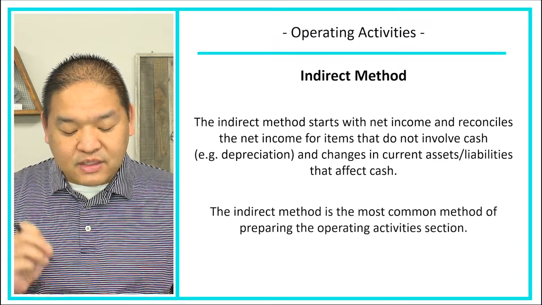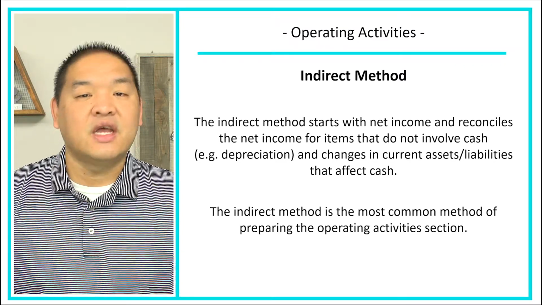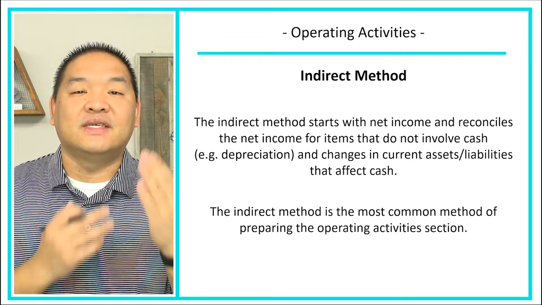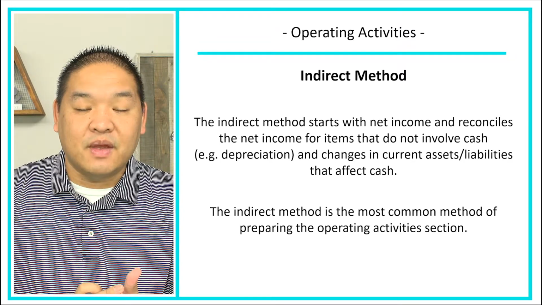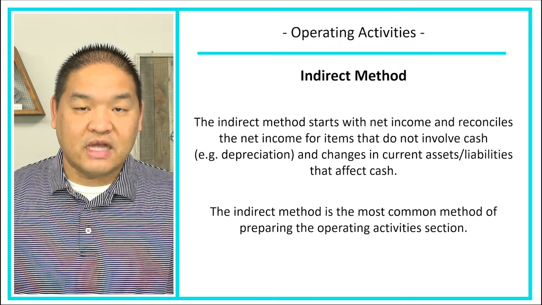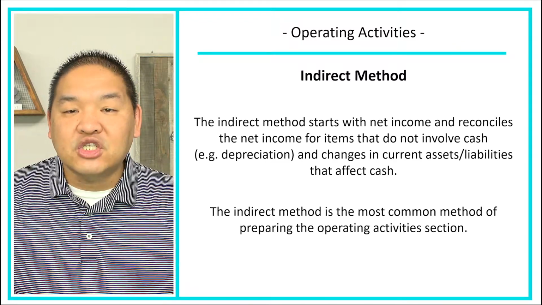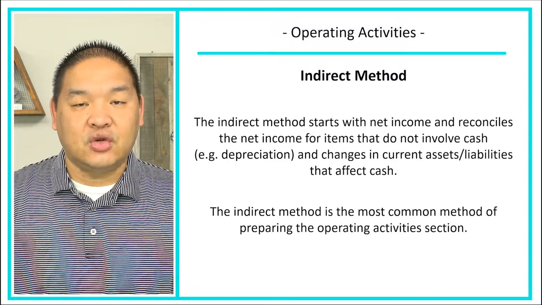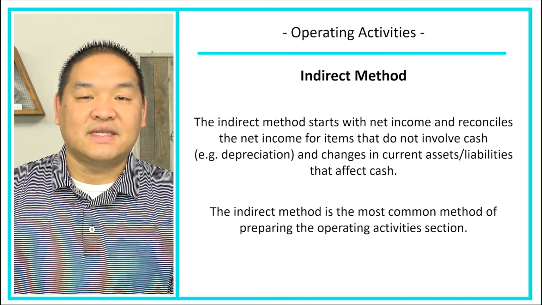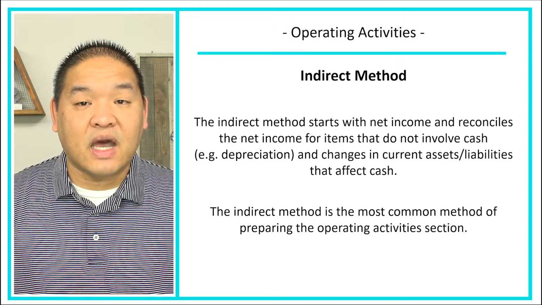Now, the indirect method is the most common method used when preparing the operating activities section, just because when you do it, it just makes sense. All you need is the balance sheet and the income statement, and pulling off numbers or doing some analysis there could get you to the statement of cash flows very easily, rather than having to sift through a whole bunch of cash ins and cash outs to get to your net cash provided or used by your operating activities. So this is the most often used, and that's what we're going to spend some time on.